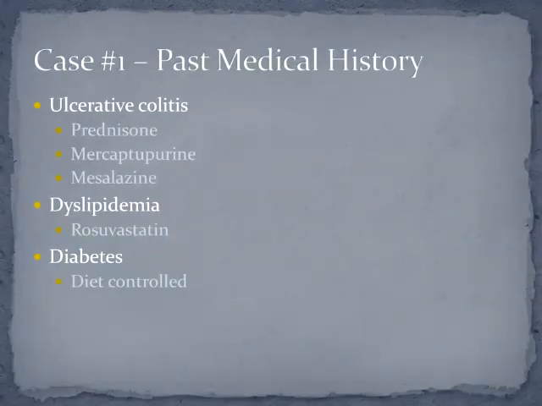I think he's 56. He had a past history of ulcerative colitis, and so he was on treatment with prednisone, mercaptopurine, and mesalazine. He also had a history of dyslipidemia, being treated with rosuvastatin, and diabetes, which was diet-controlled at that point.